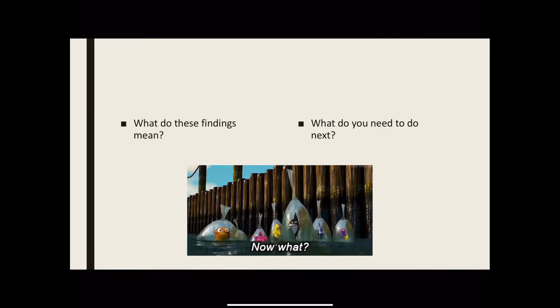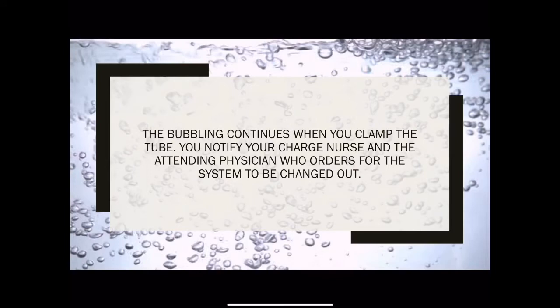So what would you do next? So you would momentarily clamp the patient's chest tube close to the patient and observe the water seal. So if the bubbling stops, that means the air leak is a connector issue or is from the patient's chest. And then if the bubbling continues, it means that there is a leak in the system somewhere which requires replacing the system. So the bubbling continues when you clamp the chest tube. You notify your charge nurse and your attending physician who orders for the system to be changed out.